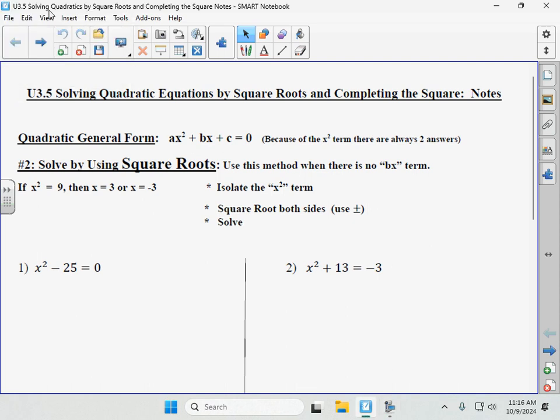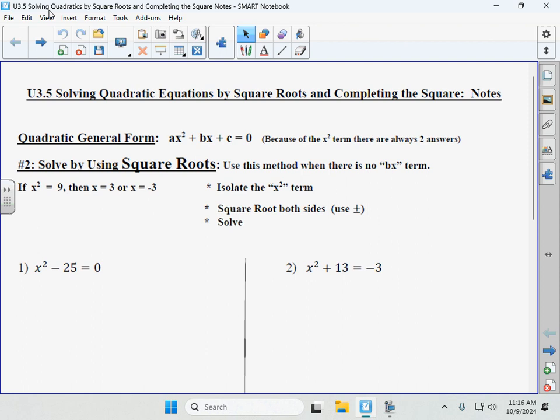All right, Algebra 2. We're going to go ahead and move on to Unit 3.5. We're going to look at two new methods of solving quadratic equations. The first method that we're going to look at today is using the square root method, and then the second is using completing the square. When we get to completing the square, we'll use the square root method to actually solve also.